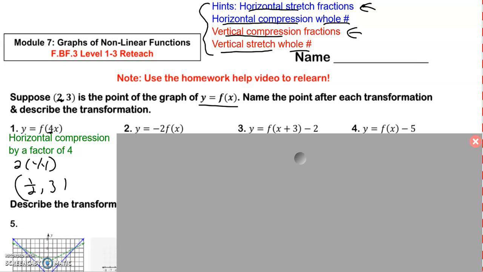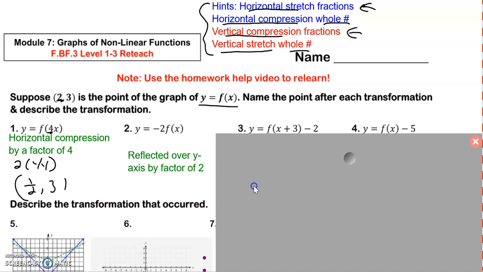So (1/2, 3). Now this one is negative, so I know it's going to be reflected and by a factor of 2. So when I do the reflection by a factor of 2, what am I going to do? I'm going to take this number right here, the 3, and multiply it. So it's negative 2 times 3. So my answer would be (2, -6).